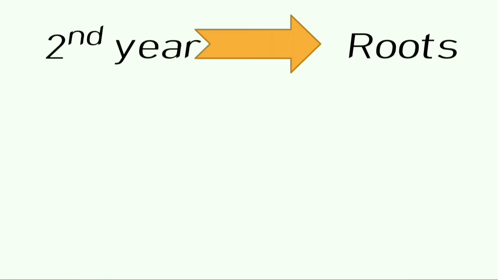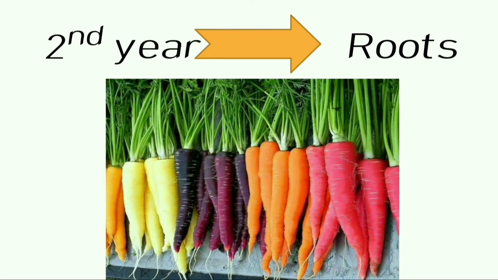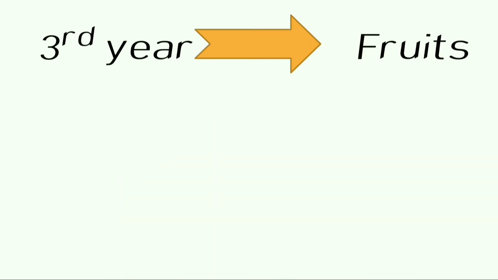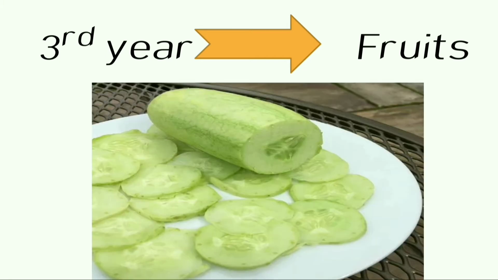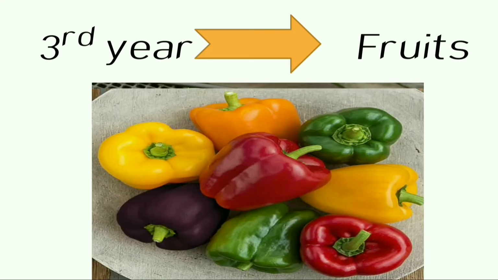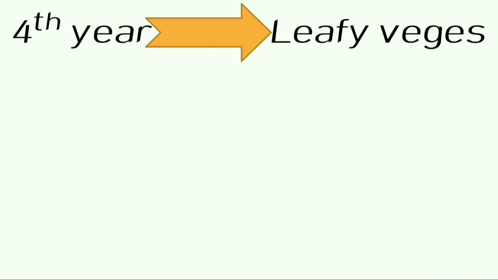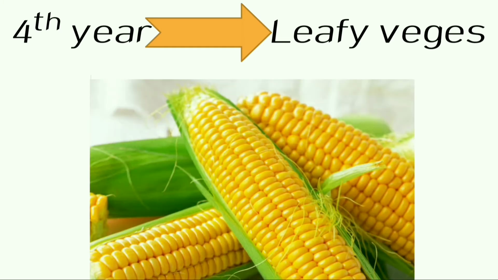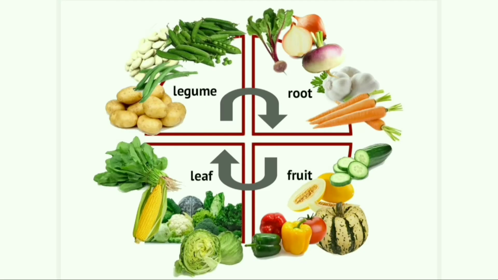Then in the second year, the farmer may grow root plants such as carrots, beetroots, onions, etc. Then in the third year, he may grow fruits such as pumpkins, cucumbers, bell peppers, etc. Then finally, in the fourth year, he may grow green leafy vegetables such as cabbage, spinach, maize, etc. After this, the farmer may repeat the 4-year cycle in order to increase the nutrients in the soil.